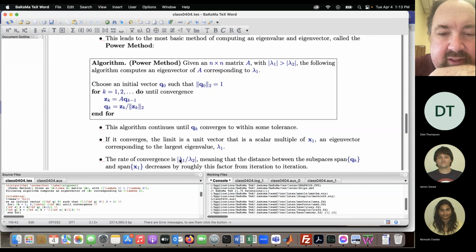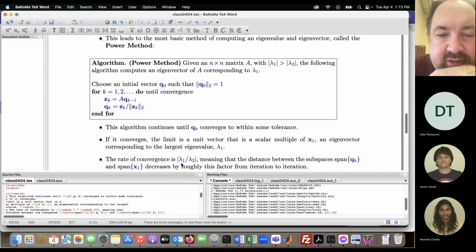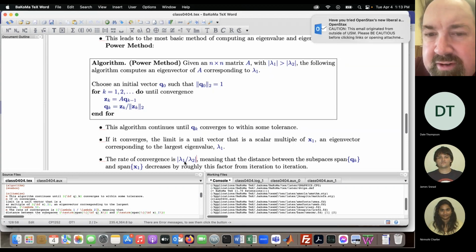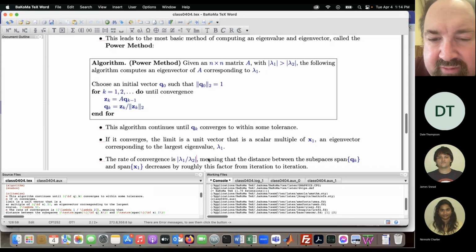Now, as for how effective it is, that depends on the ratio between the largest and the second largest eigenvalue. Actually, I think I have this backwards. The distance between these two subspaces decreases by roughly this factor. So if a distance is being divided by this, then yes. Otherwise, I should say lambda 2 over lambda 1.